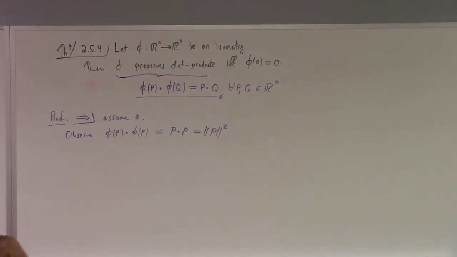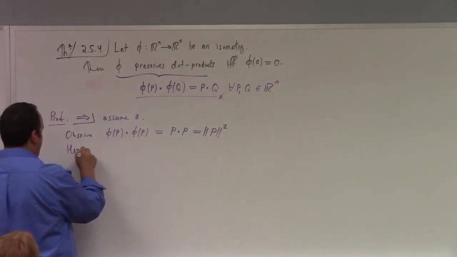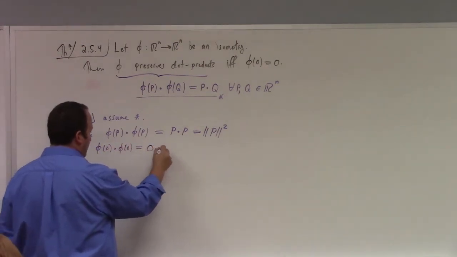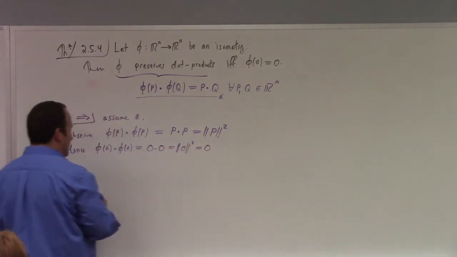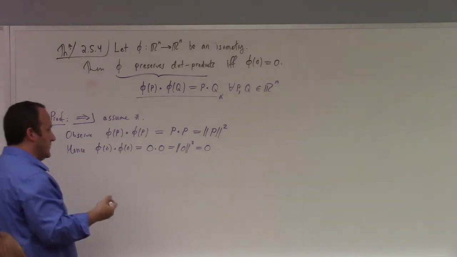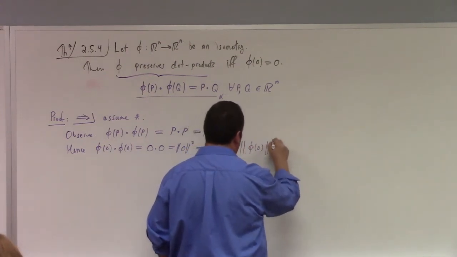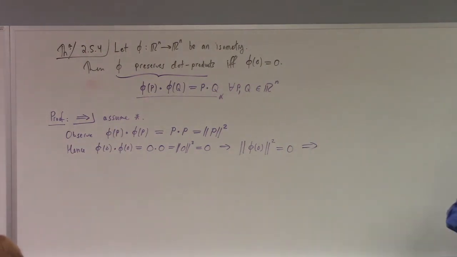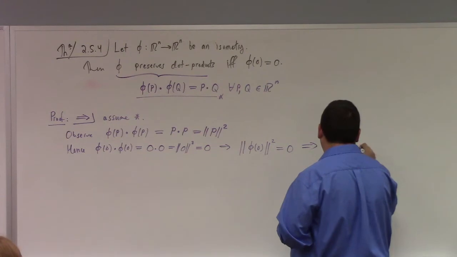But what about 0? Try p equal to 0. What does that give us? Phi of 0 dot phi of 0 is equal to 0 dot 0 as 0 vector, right? So that's the length of the 0 vector squared, which is 0. In other words, the length of phi of 0 squared is equal to 0. What's that say? If the length of a vector is 0, what vector is it? It's just the 0 vector, right? Because we're talking about Euclidean length.